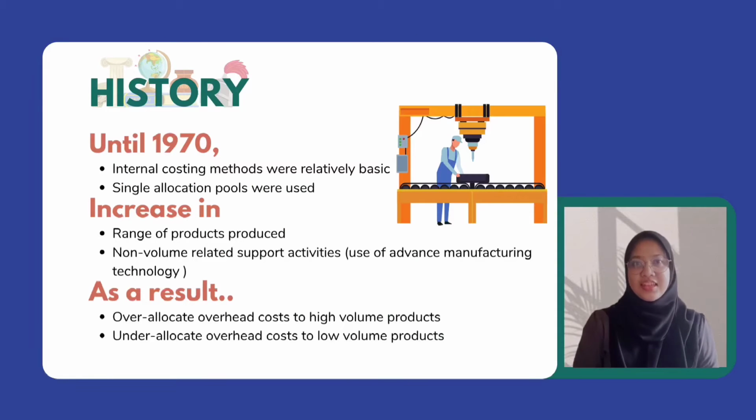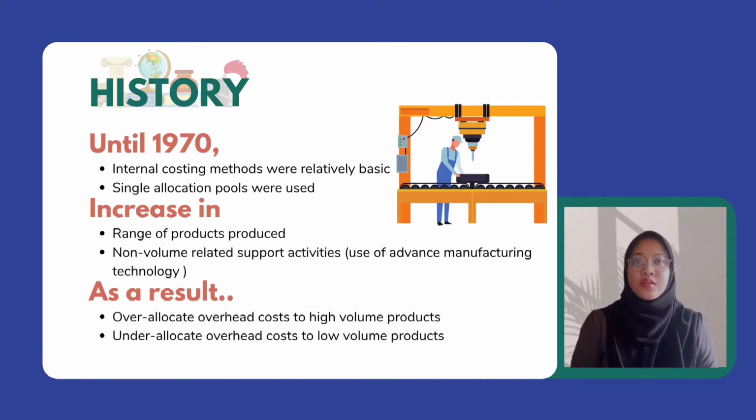Until 1970, internal costing methods were relatively basic. Single allocation pools, usually based on the amount of time involving direct labor or machine labor, were used to determine the amount to allocate to overhead. Because of this, companies used either variable costing or absorption costing.